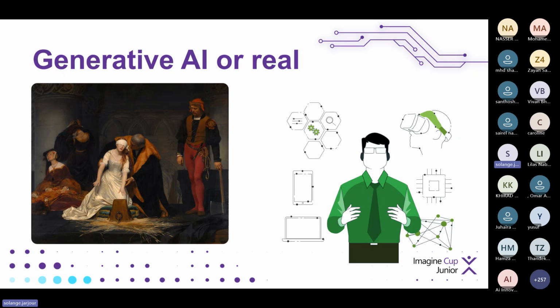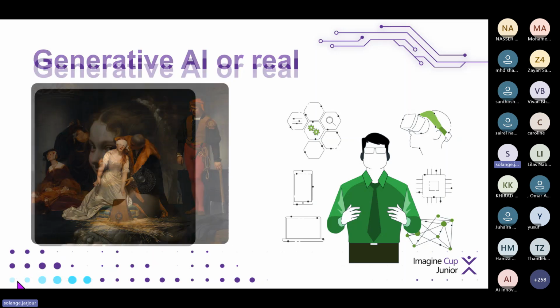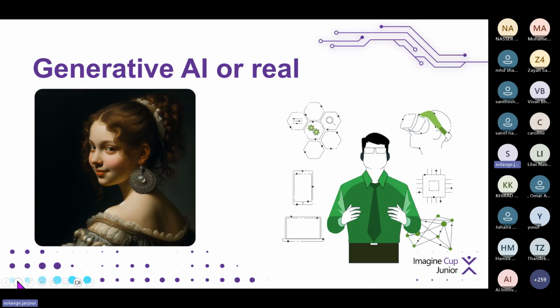Okay, so I can see that most of you are writing that this is generated by AI. And now I have someone saying it's real. Okay, so this image is a real image. It's drawn by an artist. Now, this image, is it real or generated by AI?